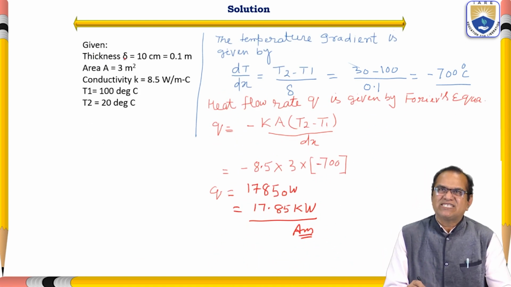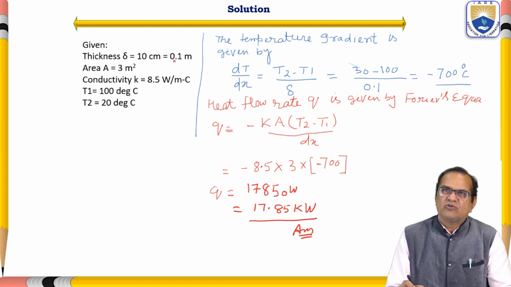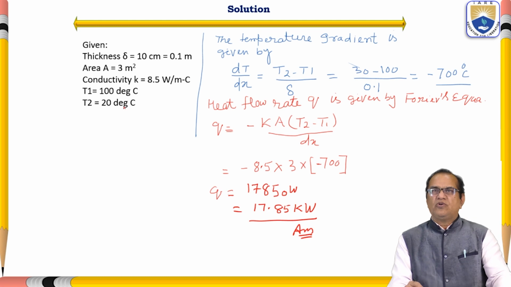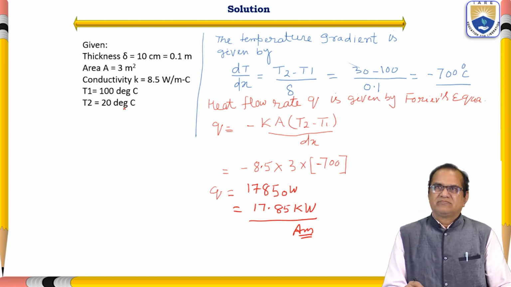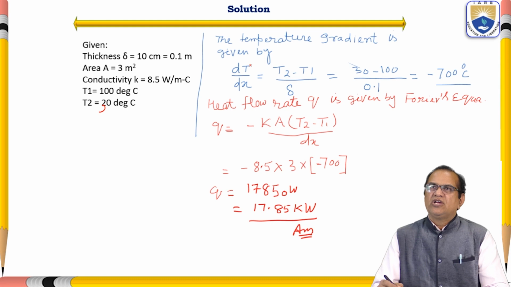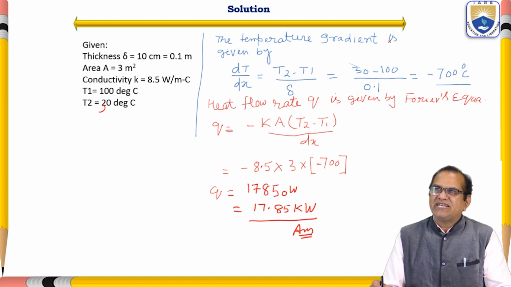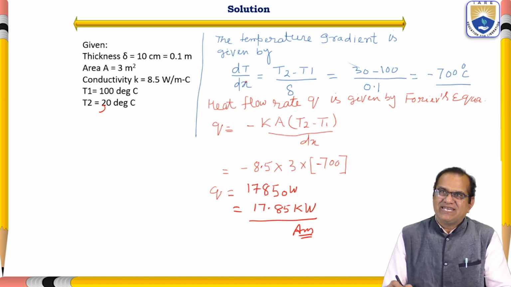So here the thickness is 10 centimeter, which is equal to 0.1 meter. Area is equal to 3 meter square. Conductivity is 8.5 watt per meter centigrade. T1 is equal to 100 and T2 is equal to, I think here it is 30 degree centigrade.